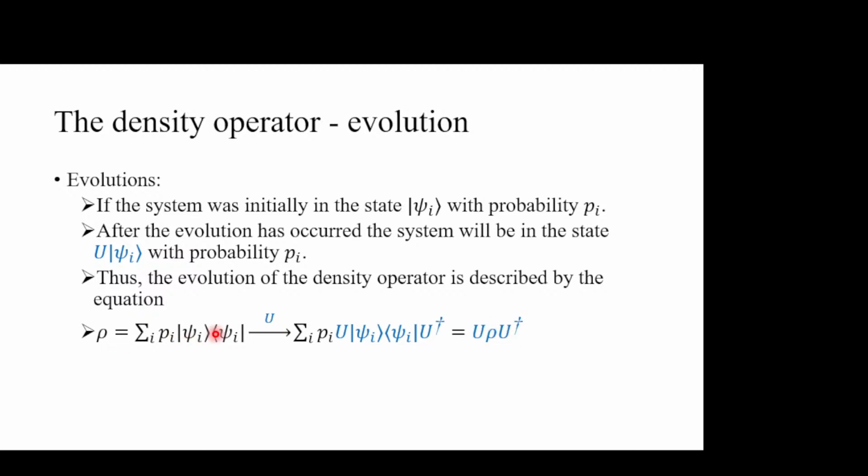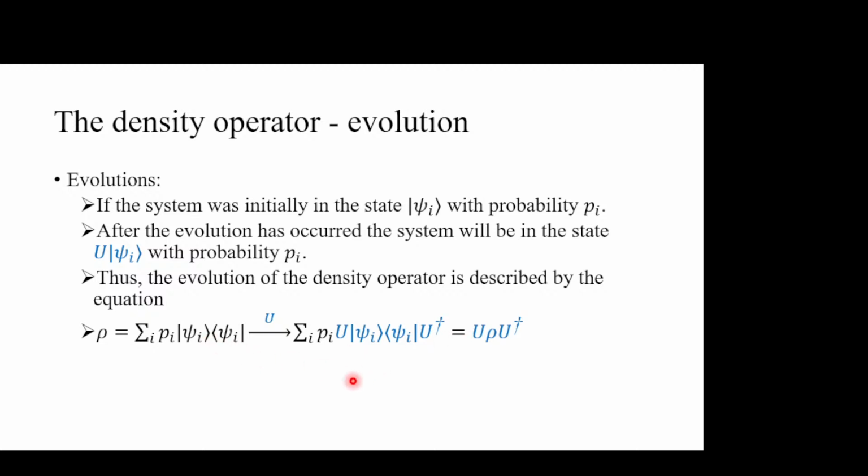You don't need to know the details about p_i and psi_i. You just know this is something that depends on U and rho only. So before evolution, your density matrix is rho. After evolution, your density matrix is U rho U dagger. So we can describe the density matrix after evolution.